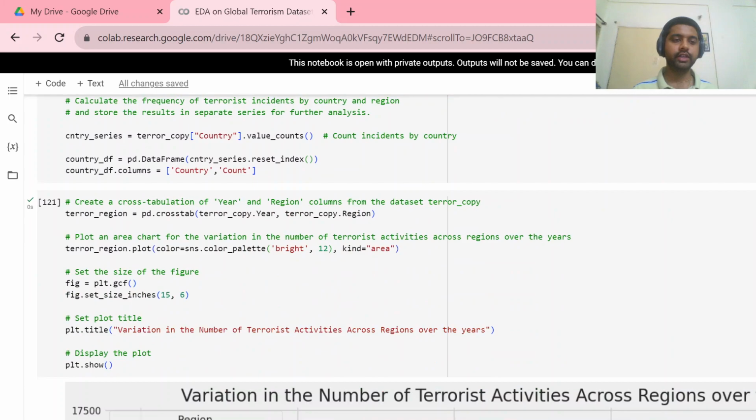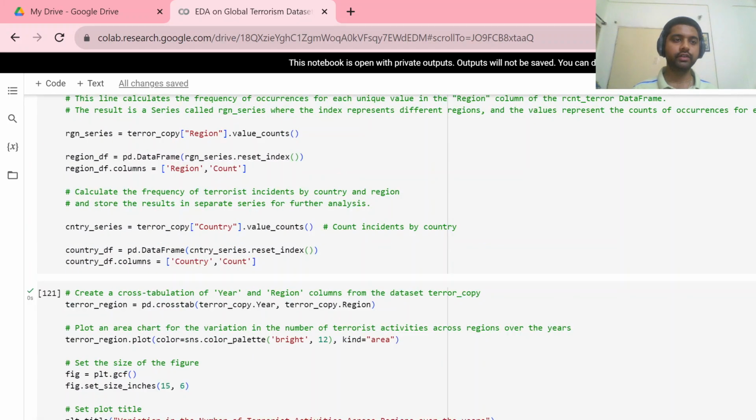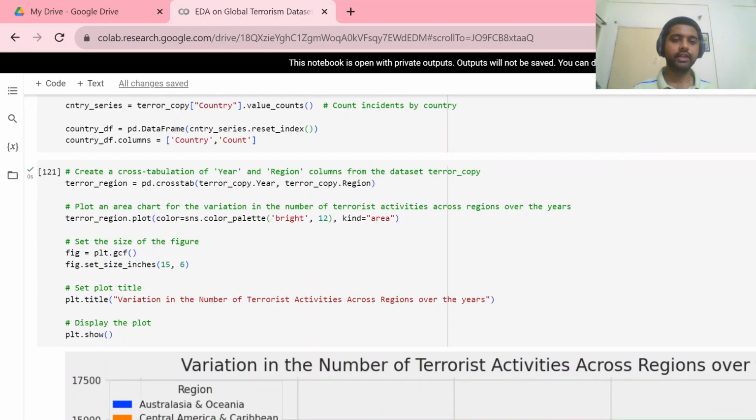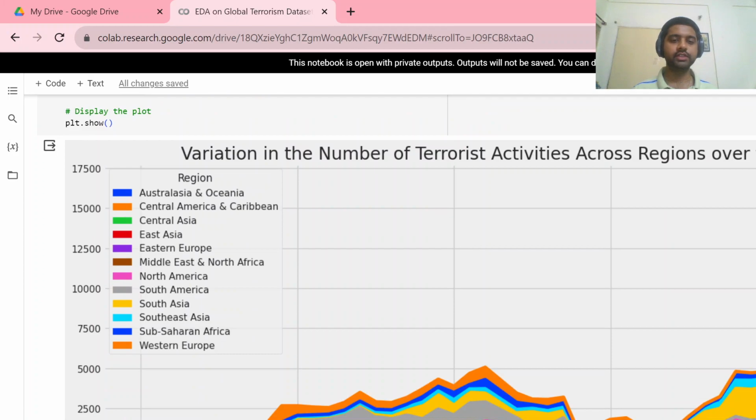Here we come to the next chart, which is an area plot of the regions from 1970 to 2010. This shows the number of terrorist activities in the different regions. As we can see, from 1970, the beginning, all the regions are having almost equal amounts of terrorist activities.